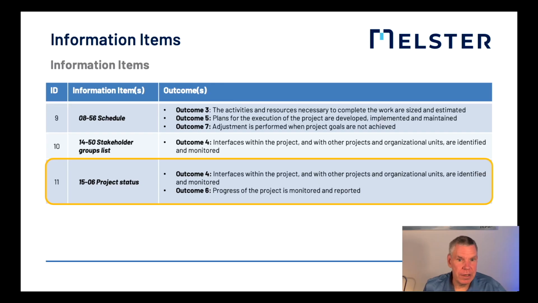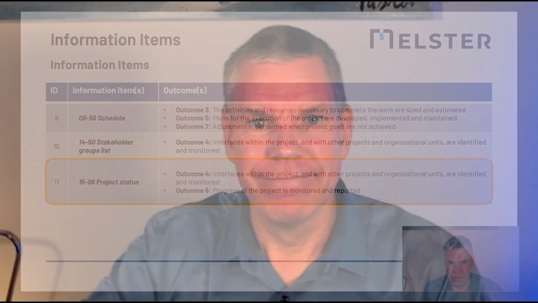It obviously is related to outcome number 6. Progress of the project is monitored and reported. The information item status report is a result of the progress monitoring. And the status report is communicated along the interfaces which are defined by outcome number 4. Some of the project interfaces receive the status report according to the defined interval and in the agreed format.